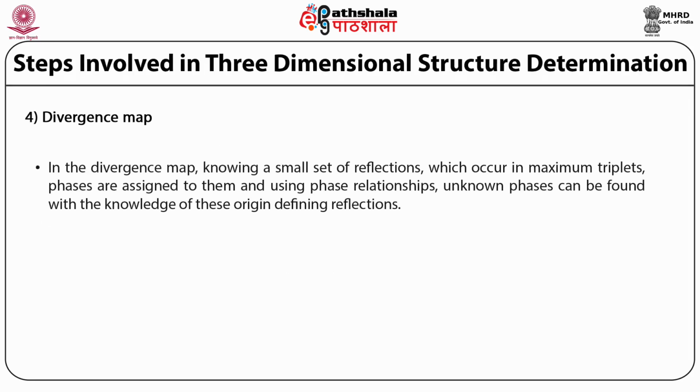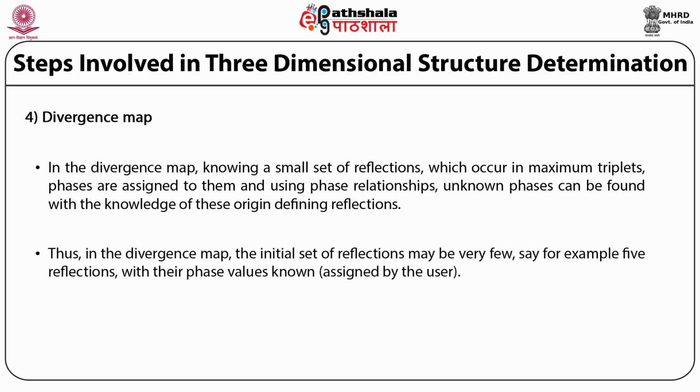In the divergence map, knowing a small set of reflections which occur in the maximum number of triplets, phases are assigned to them, and using phase relationships, unknown phases can be found with the knowledge of these origin-defining reflections. Thus, in the divergence map, the initial set of reflections may be very few, say for example 5 reflections with their phase values known, which is assigned by the user.